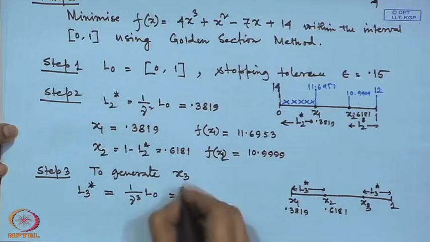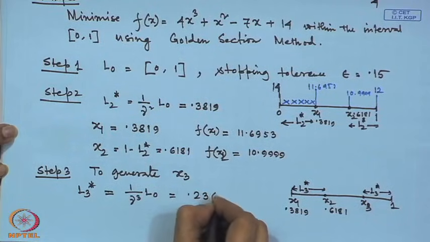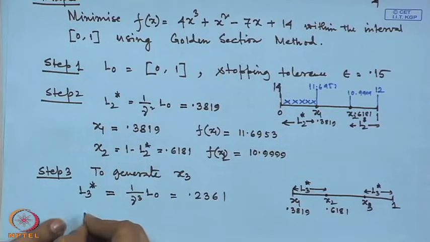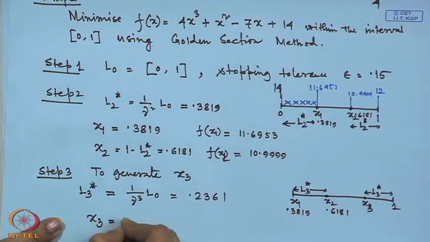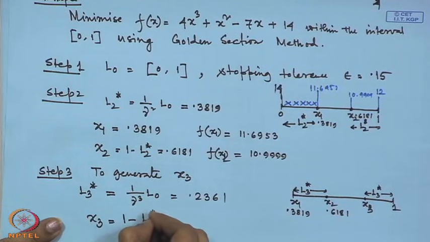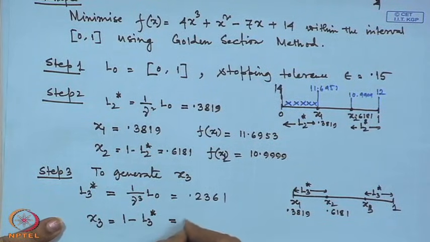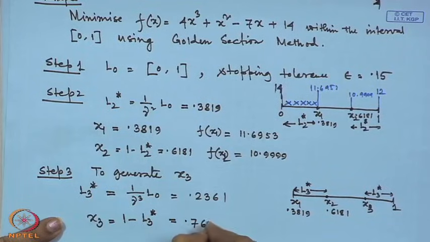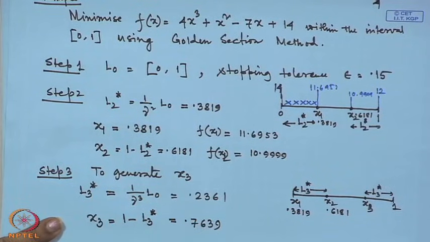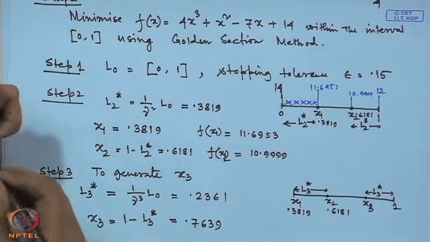Alright, that is why we will get L3 star is equal to 0.2361. Certainly we will get x3 is equal to 1 minus L3 star, and this is coming as 0.7639. And let us see the functional values again.